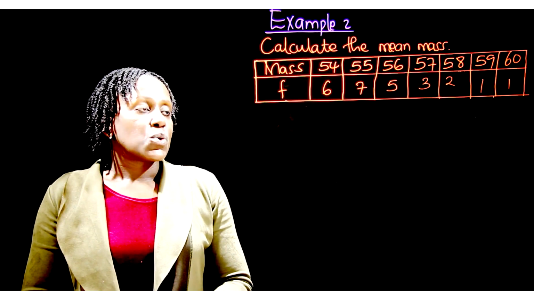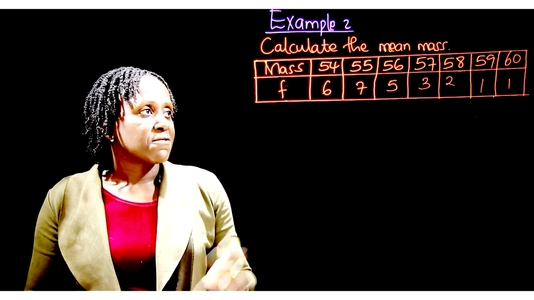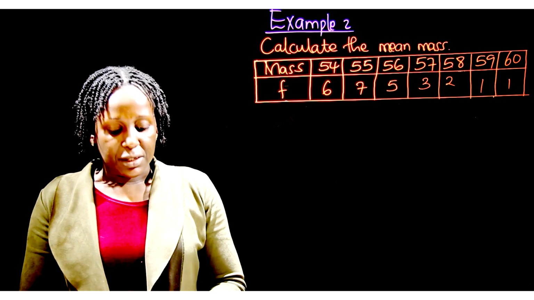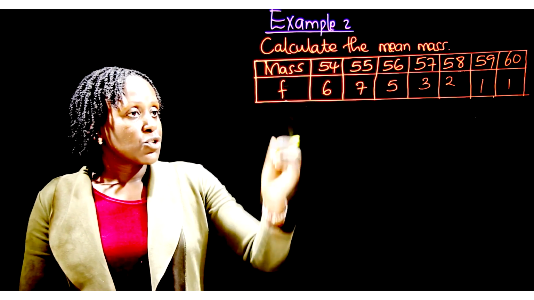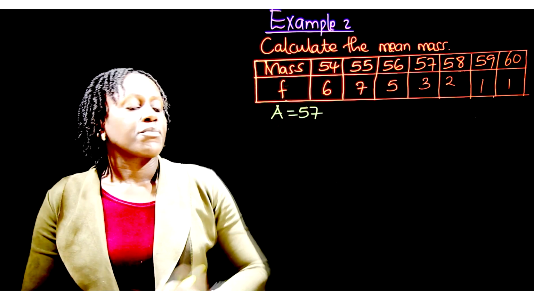When it comes to getting the assumed mean, you can choose to get the value in the middle or even use the one with the highest frequency. In this case, we are going to use the assumed mean as 57.